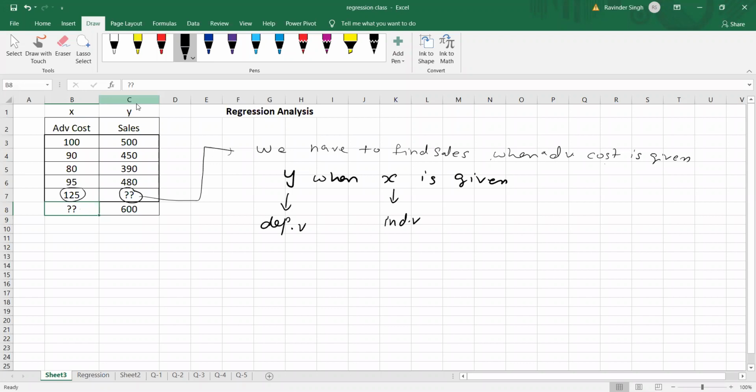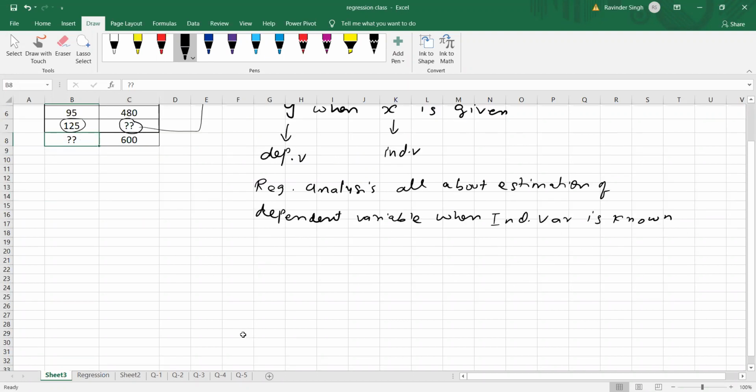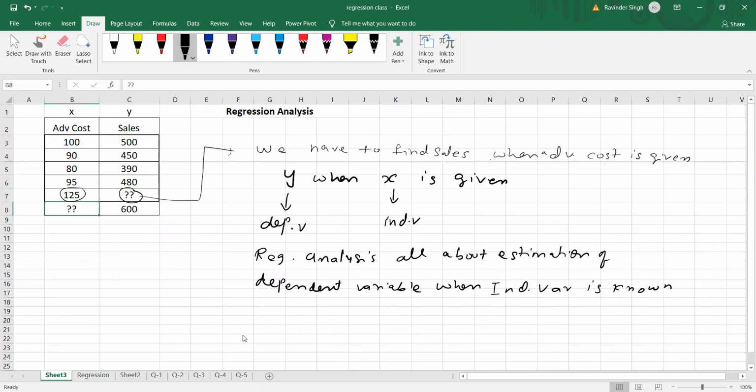Regression analysis is all about estimation of the dependent variable when your independent variable is known. Okay, this is what all regression analysis we are doing now. So in this case, we are finding y when x is given.